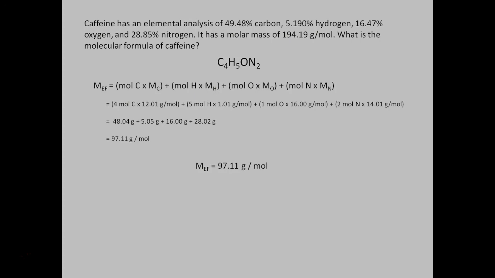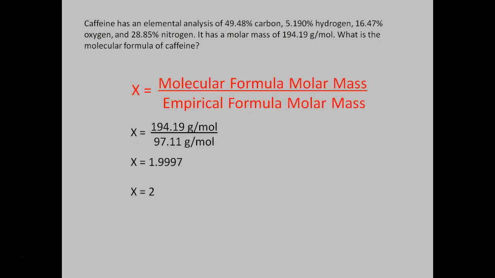Now that I know my empirical formula's molar mass, I can divide my molecular formula's molar mass, which we were given, by it, and I can come up with a coefficient. What this tells me is that when I went from my molecular formula to my empirical formula, I divided all of the coefficients by 2. So to go the other way, from my empirical formula to my molecular formula, I multiply all the coefficients by 2. And so I get a molecular formula for this compound of C8H10O2N4.